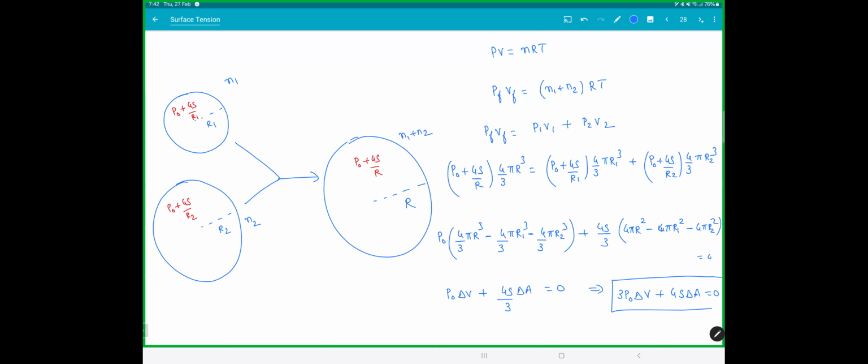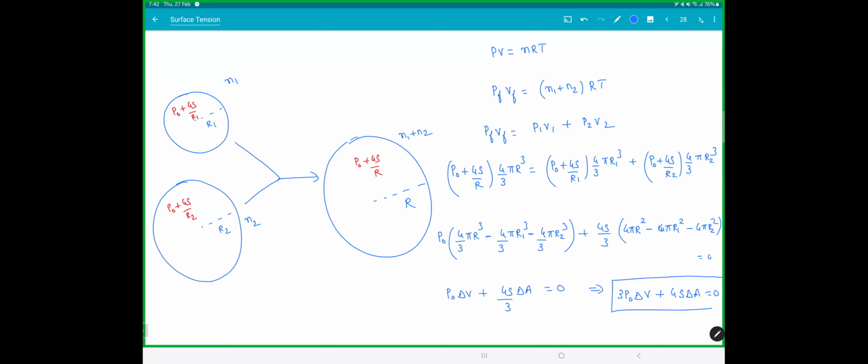If you look at this ratio of delta V by delta A, which is 4S by 3P naught, it will always remain constant, independent of the size of the bubbles. You mix any two bubbles, the ratio will always remain constant. In the exam, you'll get 4 options like this: 3P naught delta V, 4S delta A, 4P naught delta V, 3S delta A. So they will mix and match the numbers. Is this clear, everyone? This is how it can be framed.